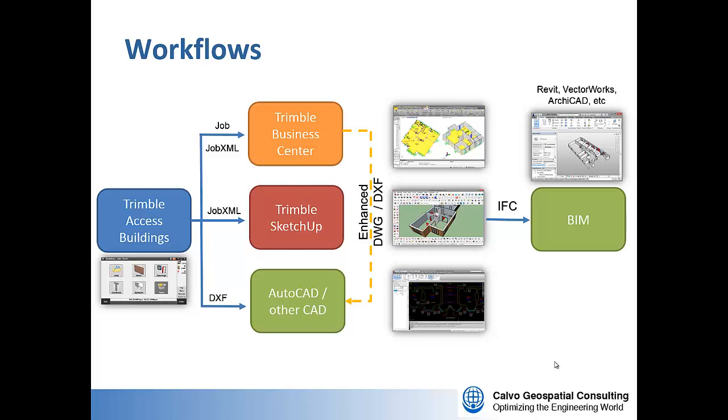In this overview we see the workflows that we can follow. We are in the field with the Trimble Access Buildings app, and from there we can go through Trimble Business Center through a job or job XML file and create 2D or 3D deliverables. From there we can even create an enhanced DWG DXF, which is the recommended way to create highly detailed plans. We have another option going through Trimble SketchUp, so also with a mouse click we create a 3D and BIM model, and from there we can just export it to IFC, so we will be able to go into the BIM world.